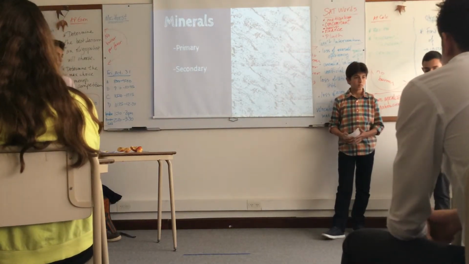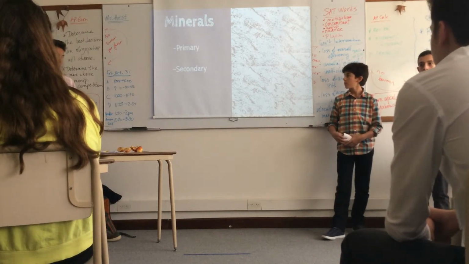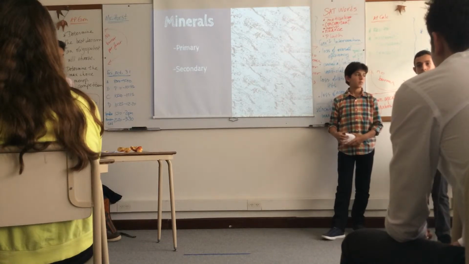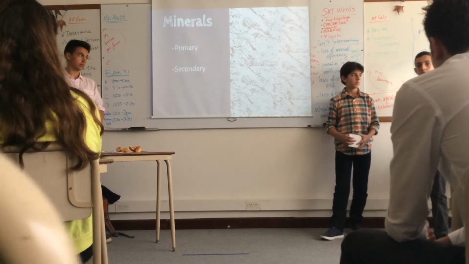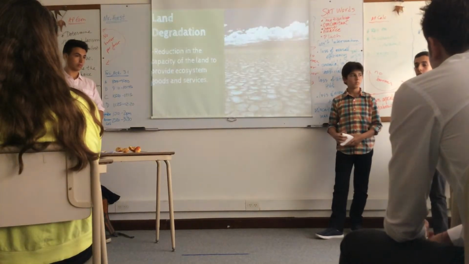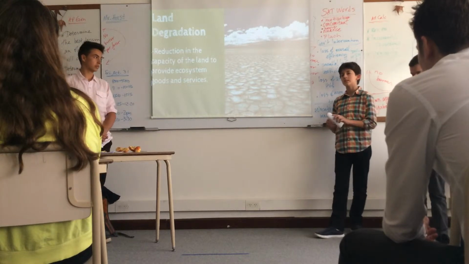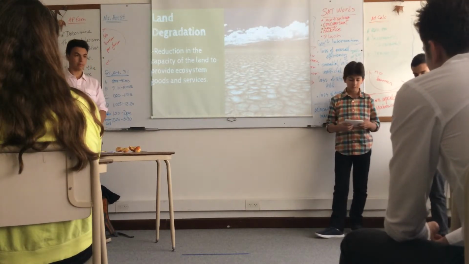All right, so there are two types of minerals in the soil. One is primary, and the other one secondary. Secondary comes from the weathering of primary soil. So land degradation. Land degradation is a reduction in the capacity of a land to provide ecosystem goods and services.